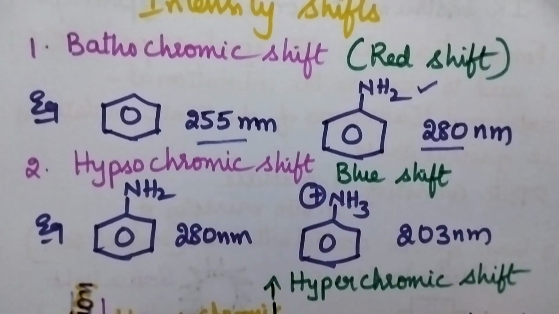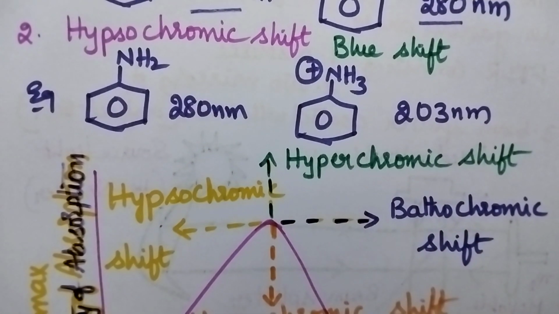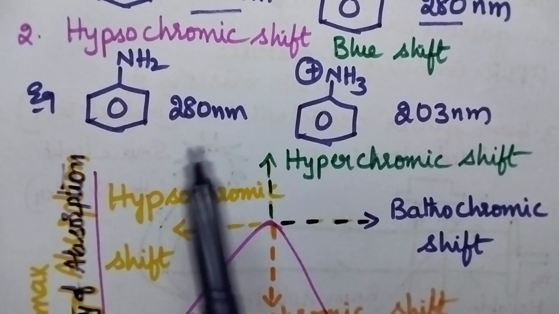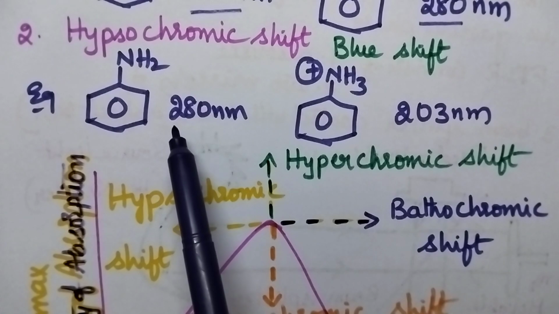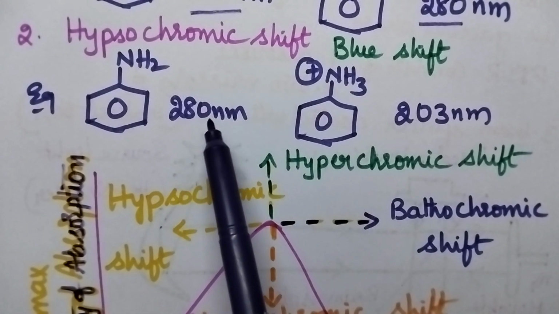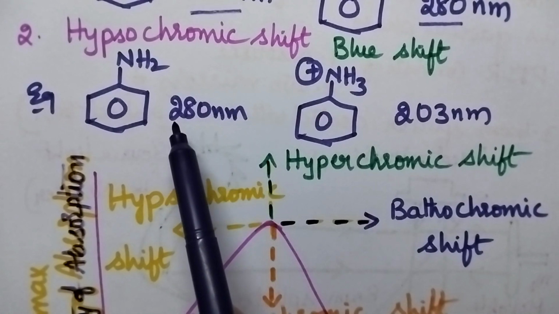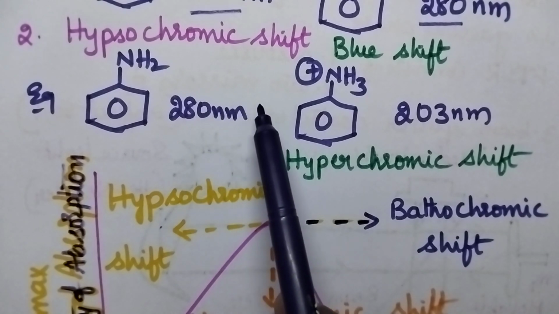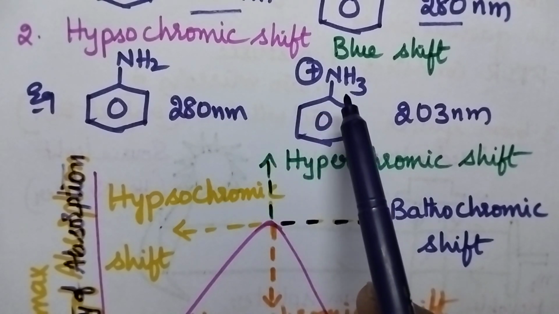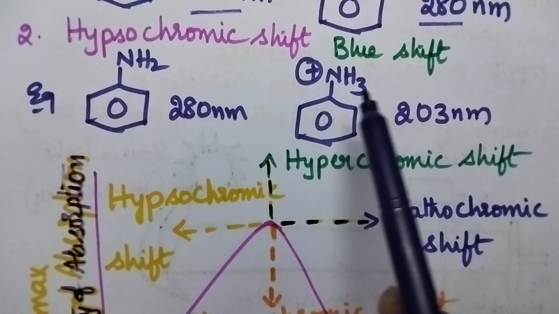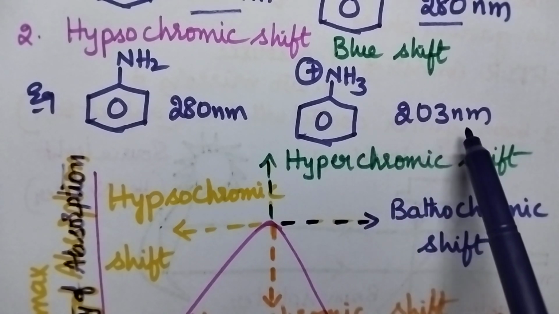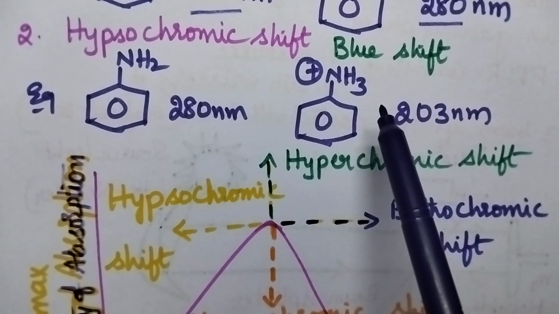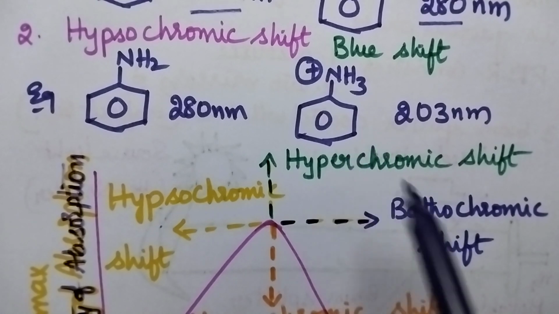Coming to the hypsochromic shift, it is the shift towards the shorter wavelength region. So aniline shows the characteristic absorption around 280 nanometers. So if the same aniline is considered in the presence of an acid, then the absorption maximum will be shifted to shorter wavelength region due to the disturbance in the conjugation.